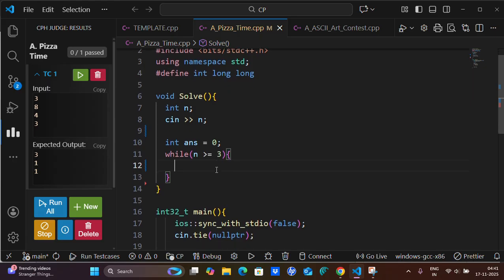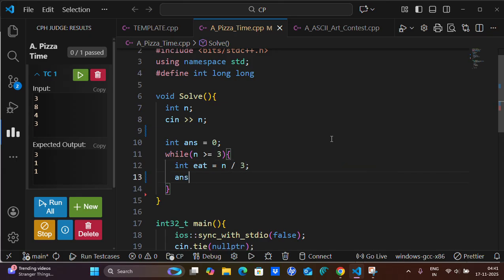So now, since my n is greater than or equal to 3, what will be the maximum size of m1? I had told you that we will simply divide n by 3 to give each group as much as possible, so that the group size will increase, and how there will be a high chance of eating the maximum number of pizza slices. So I can write int eat, the number of pizza slices that how will be eating, is n by 3, and in my answer I will have to include this eat again.